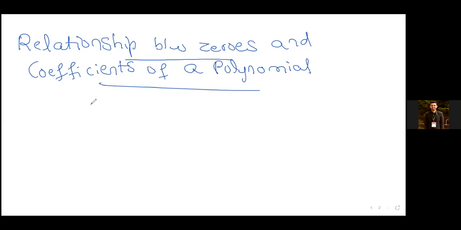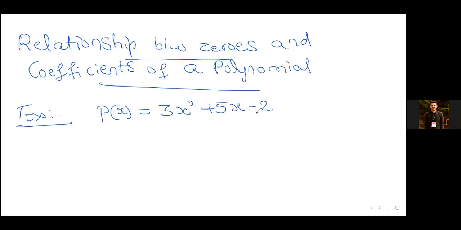Let me take one example. P of x is equal to 3x square plus 5x minus 2. How do we find the factors? Just by the method of splitting, right? The factors can be found out by the method of splitting.